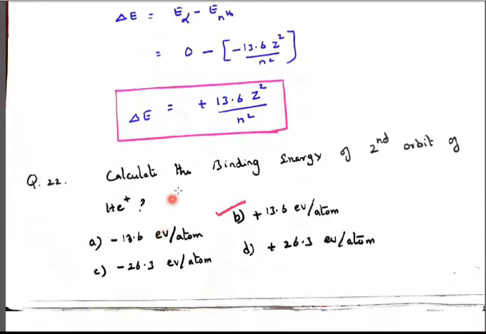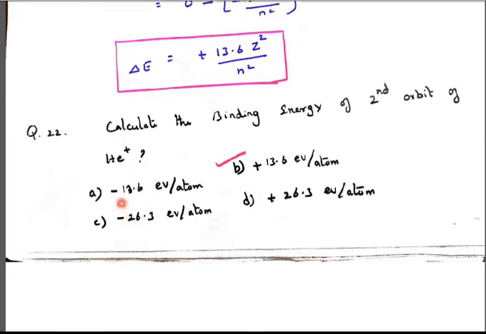So let us see one problem based on the binding energy. Calculate the binding energy of the second orbit of He plus. Here the options are minus 13.6 electron volt per atom, plus 13.6 electron volt per atom, minus 26.3 electron volt per atom, and plus 26.3 electron volt per atom. They said second orbit, so n is equal to 2. Helium atomic number is 2. So this is 2 square and this is also 2 square, getting cancelled. Definitely we will get plus 13.6 as our answer, and the unit is electron volt per atom.